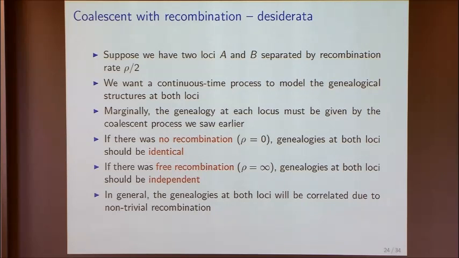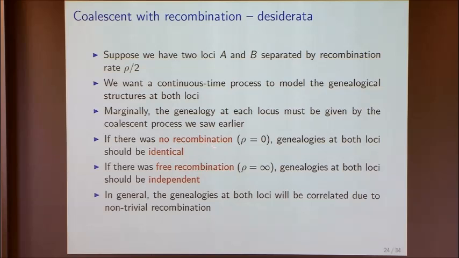So what are some desiderata, or things we'd like from such a process? We want to model the correlations at both loci. Marginally, though, we'd like the process at each locus to be the same process that we had developed earlier. This, for consistency, we don't want to have something completely new. We want something that embeds the earlier one-locus processes.